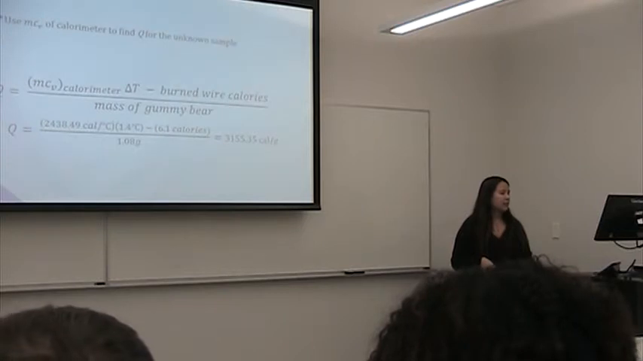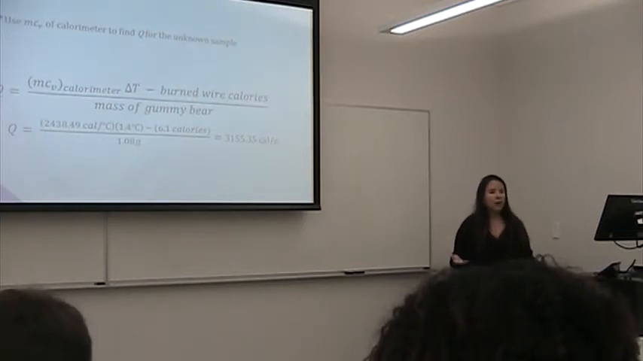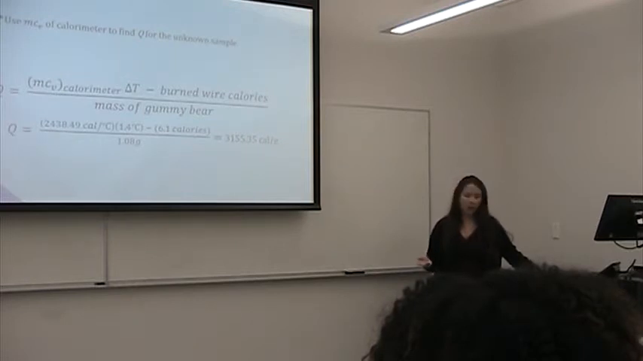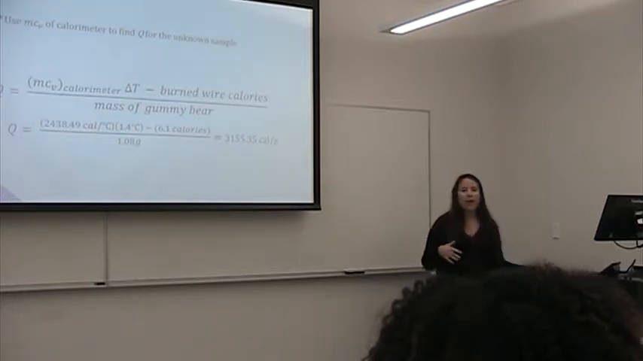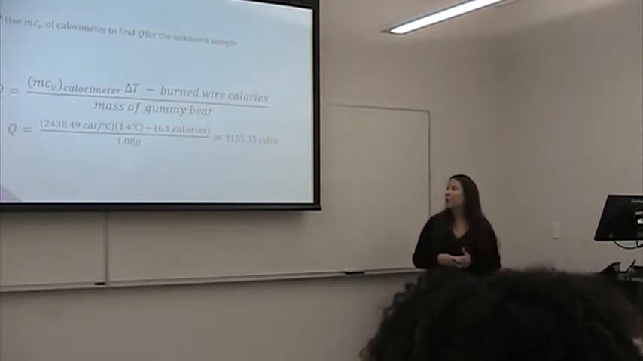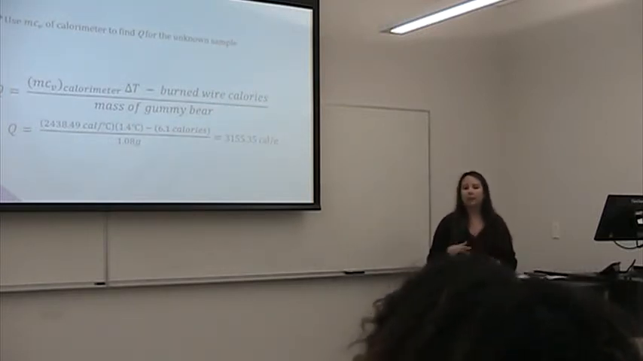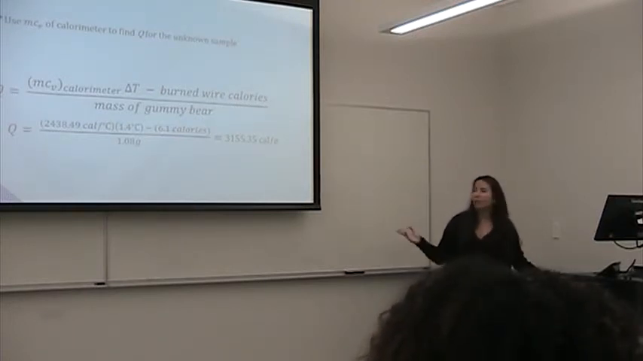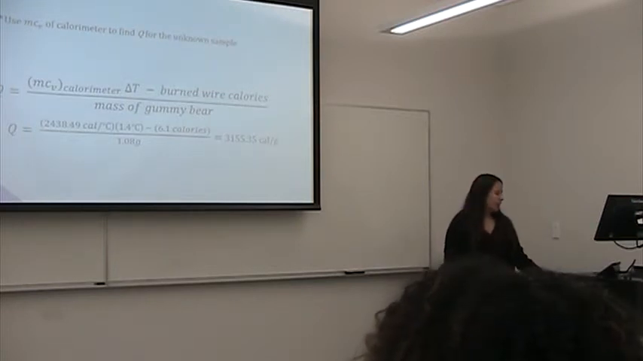With the same mCV, we have to calculate Q for the unknown sample, which was the gummy bear. I multiply mCV times the change in temperature of the gummy bear, which was 1.4, minus the burned wire calories, which was what was left, 6.1 calories, and I divide that by the grams of the gummy bear, which was 1.08. And my answer was in calories per gram.